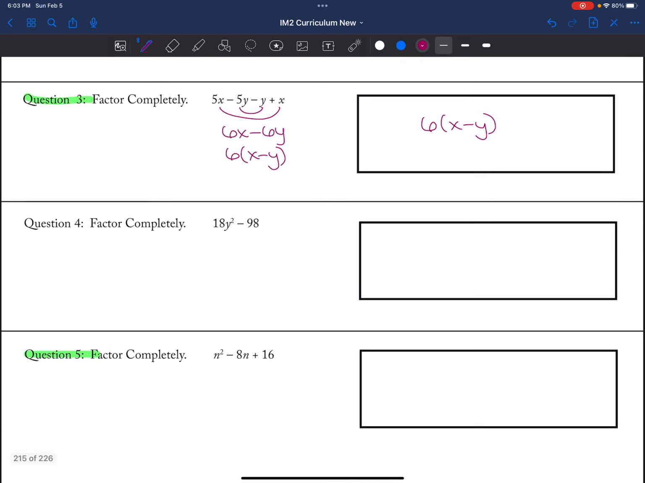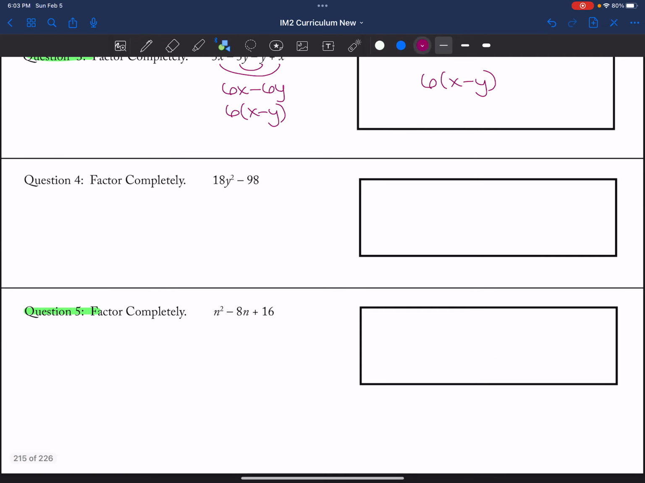Okay, so now we're going to do number 5 here. And that looks again like a diamond method. So we draw our diamond. We have -8, 16, so -4 and -4. So (n minus 4)(n minus 4), which makes (n minus 4) the quantity squared.